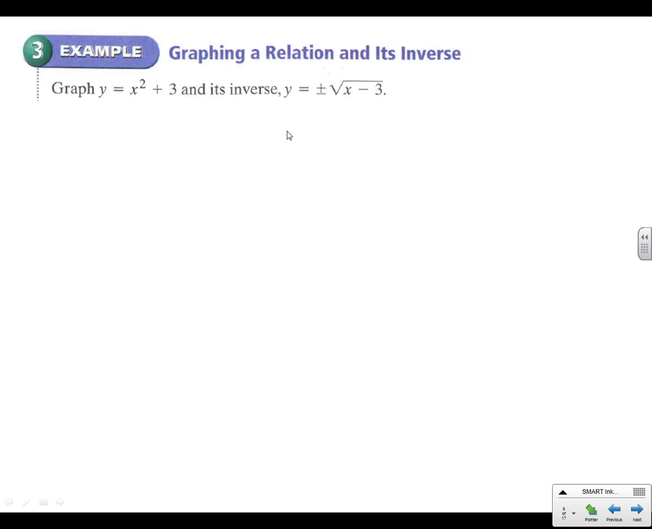All right, example 3, y equals x squared plus 3, and its inverse is y equals plus or minus the square root of x minus 3, and we're going to graph this. So, to graph a parabola, remember we go up 3, 1, 2, 3, right? And then from there, we would go up 1 over 1 on both sides, and then over 2 up 4. 1, 2, 3, 4. And we're looking like that. And there's our parabola. All right. And then if we turned it into its inverse, y equals plus or minus the square root of x minus 3.